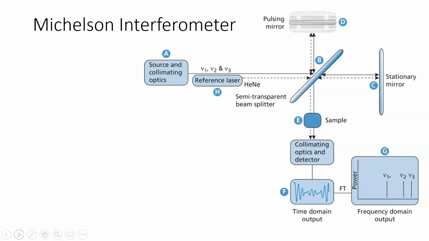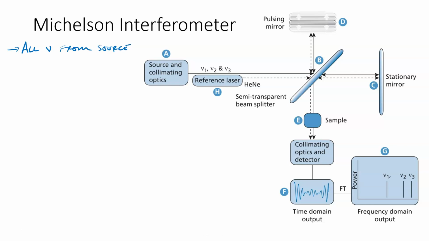And so let's walk through this based on these letters here. In A, we have our source, and we'll talk on Friday after our journal club about what kind of sources are used and things like that. And so from the source we have all frequencies.